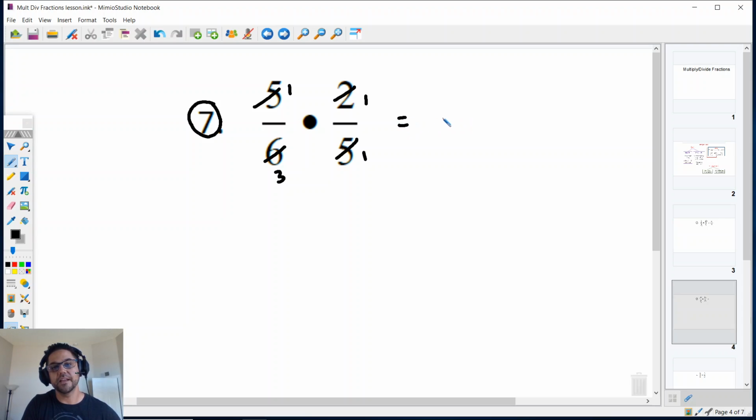Clean it up, equal sign. So again, this is the work that we are looking for, not just our answer. 1 times 1 is 1. 3 times 1 is 3. So we've got 1/3. Again, remember, that's our preferred answer for 8th grade.